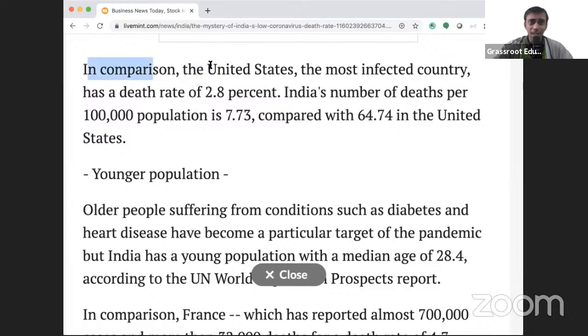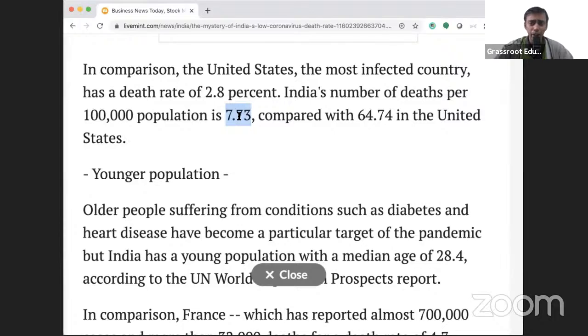In comparison, the United States, the most infected country, has a death rate of 2.8%. India's number of deaths per 100,000 population is 7.73. So out of 1 lakh, 7.73 people are losing their lives compared to 64.74 in the United States. If you compare these two figures, obviously this is considerably low.